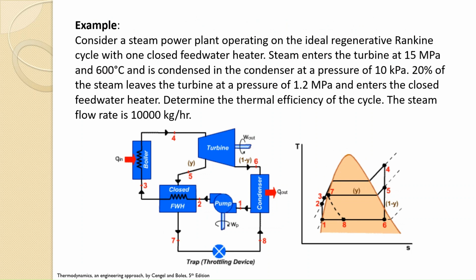Consider that you have a steam power plant that operates on an ideal regenerative Rankine cycle with one closed feedwater heater. Steam enters the turbine at 15 megapascal and 600 degrees C, and then it's condensed in the condenser at a pressure of 10 kilopascal. 20% of the steam leaves the turbine at a pressure of 1.2 megapascal and enters the closed feedwater heater. We want to determine the thermal efficiency of this cycle, and we assume that the steam mass flow rate is 10,000 kilogram per hour.